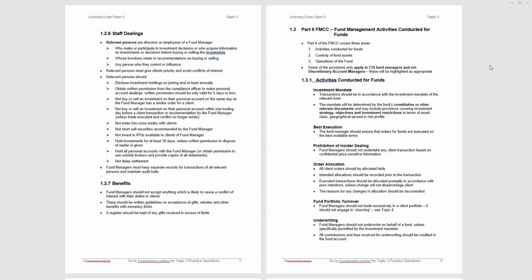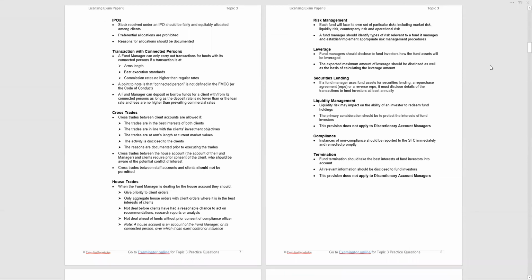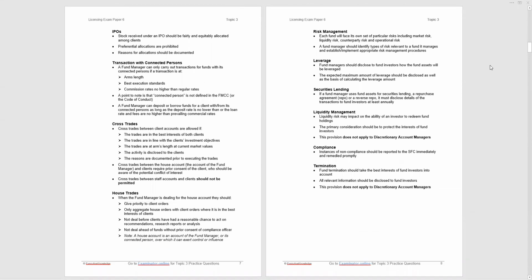And when we get to topic 4, we'll see that that is improper practice. Underwriting, can the fund managers underwrite? If it's permitted by the investment mandate, but any commissions, fees received must go to the fund account. IPOs, any stocks received on an IPO should be fairly and equitably allocated and no preferential allocations. Transactions with connected persons should be arm's length, best execution, commission rates no higher, etc. And we've seen some of that in the Code of Conduct.